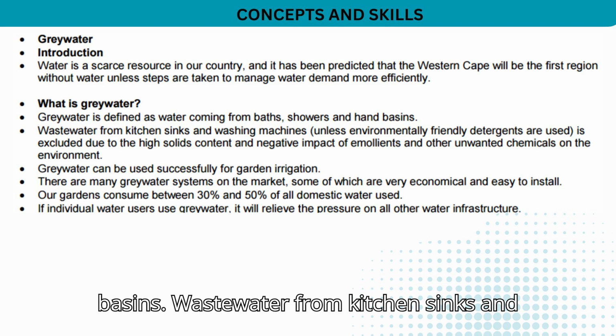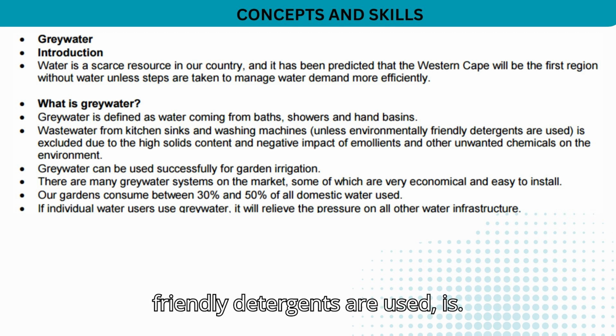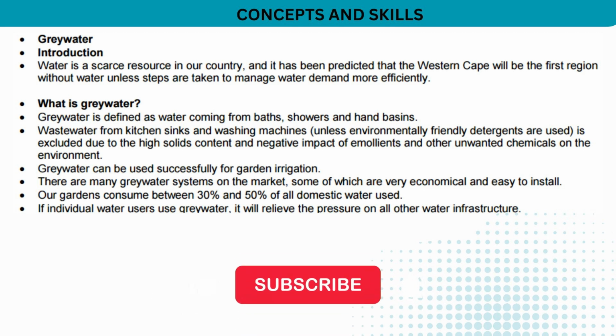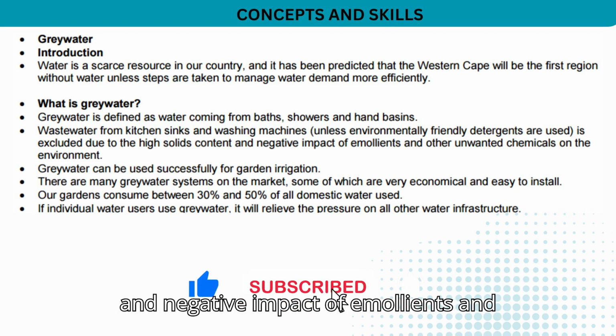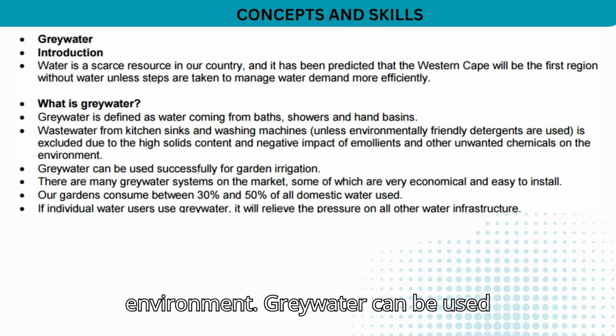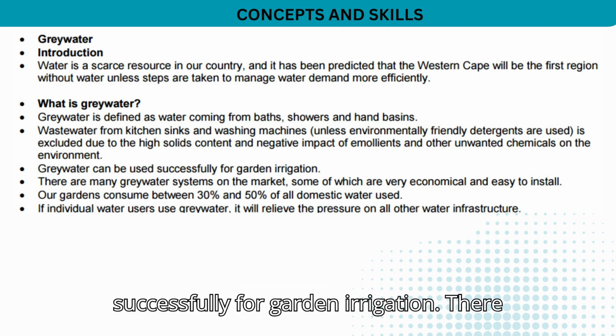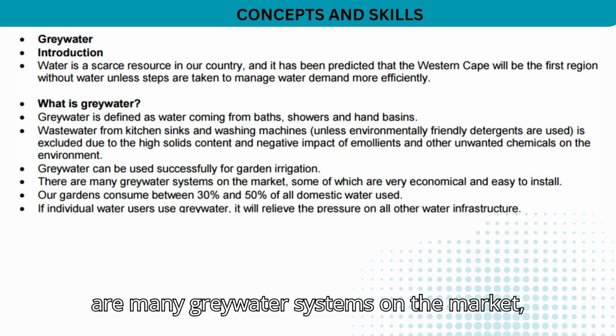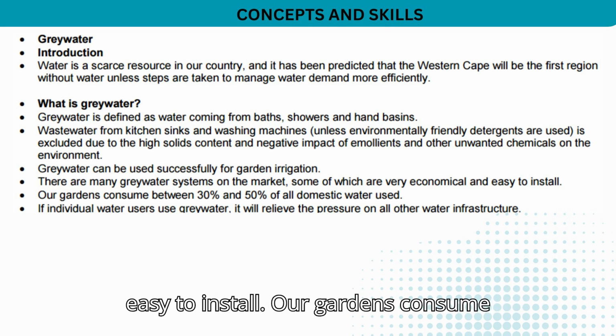Wastewater from kitchen sinks and washing machines, unless environmentally friendly detergents are used, is excluded due to the high solids content and negative impact of emollients and other unwanted chemicals on the environment. Grey water can be used successfully for garden irrigation. There are many grey water systems on the market, some of which are very economical and easy to install.